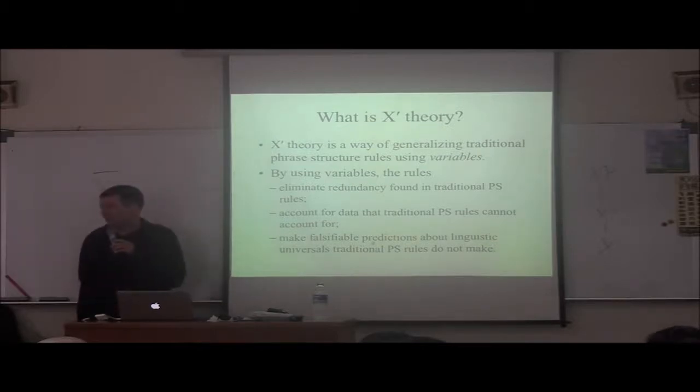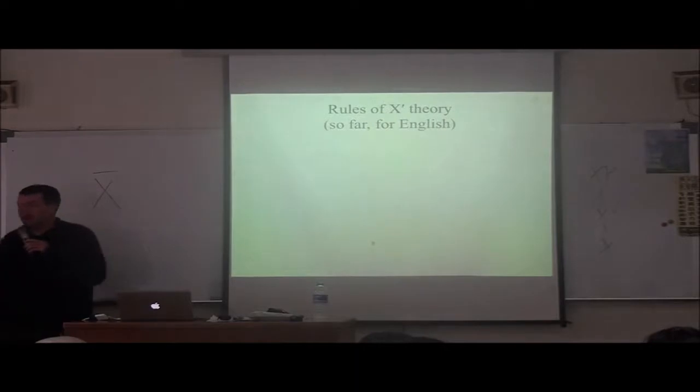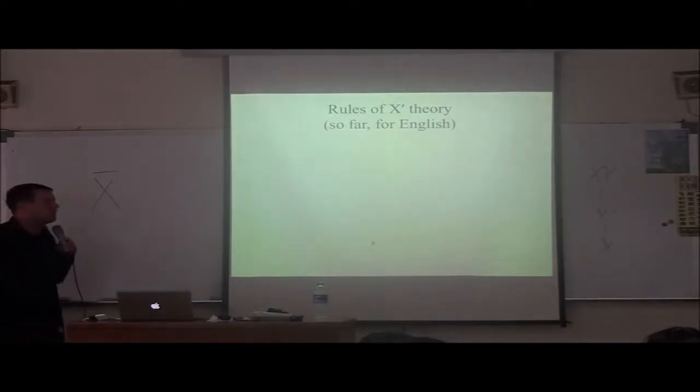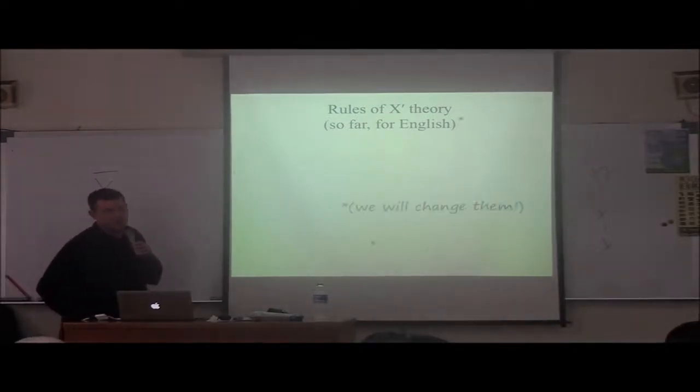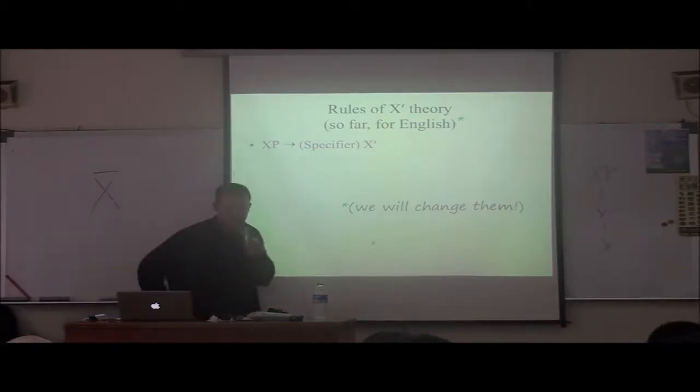And of course, you should remember what the rules are. The rules that we formulated are a bit less universal than we would like. We're going to fix that soon, but for now, we'll say that these work for English. An XP has at most two daughters. One is always an X-bar, and the other, if present, goes to the left of X-bar, and that's a specifier.